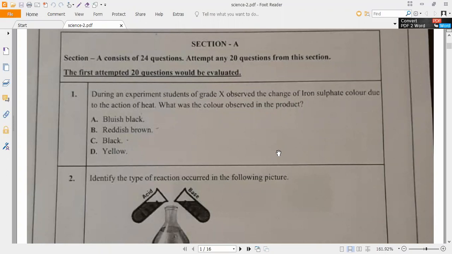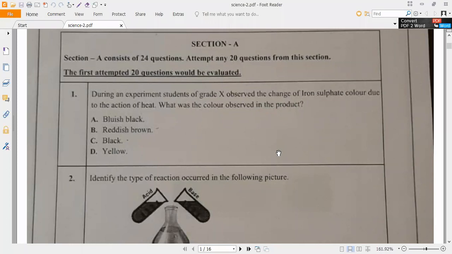Yes, please respond, anybody. This is the most important reaction which I have taught you so many times. Decomposition reaction. Iron sulfate will decompose. We used to get three products. The three products only I am asking now. Iron sulfate decomposition reaction, please. Anybody? Sir, ferric oxide plus sulfur dioxide plus sulfur trioxide. Sulfur dioxide plus sulfur trioxide.